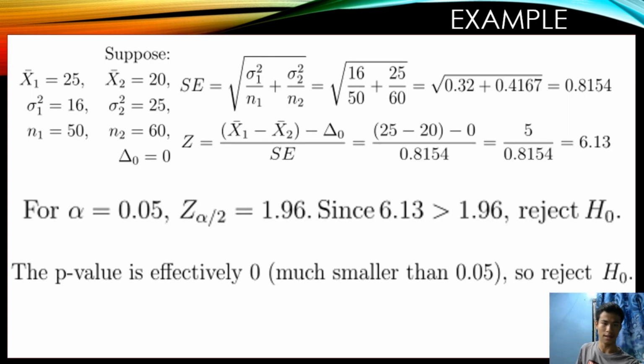As an example, suppose that our x bar sub 1 is 25 and our x bar sub 2 is 20, and the variance sub 1 is 16 and variance sub 2 is 25, while our n sub 1 is 50 and n sub 2 is 60, while our delta 0 is equal to 0.